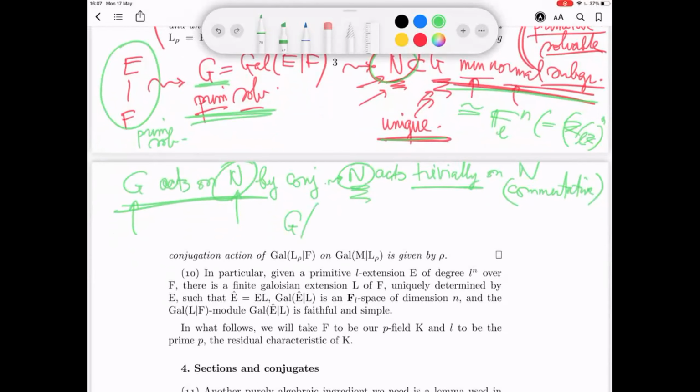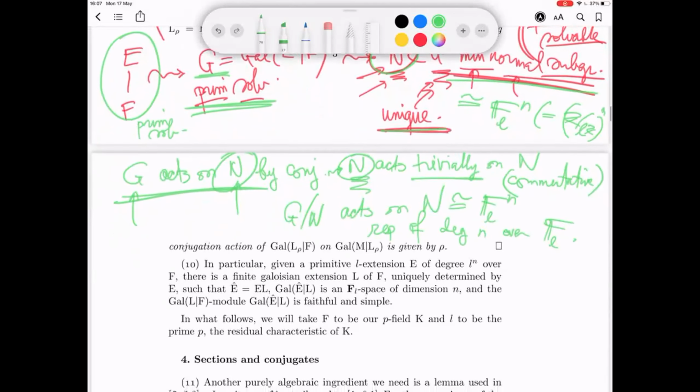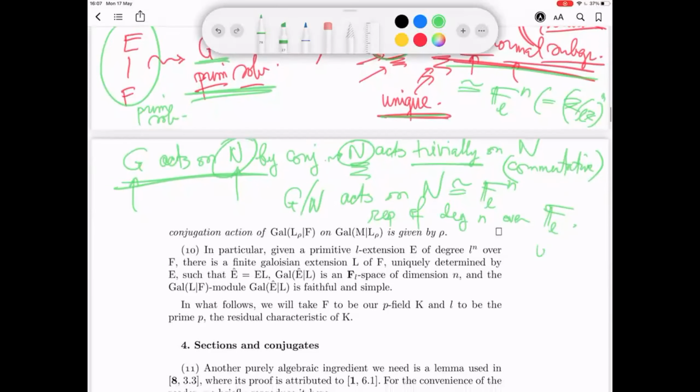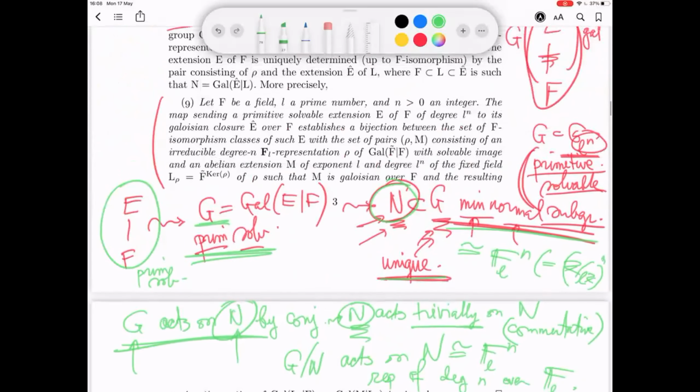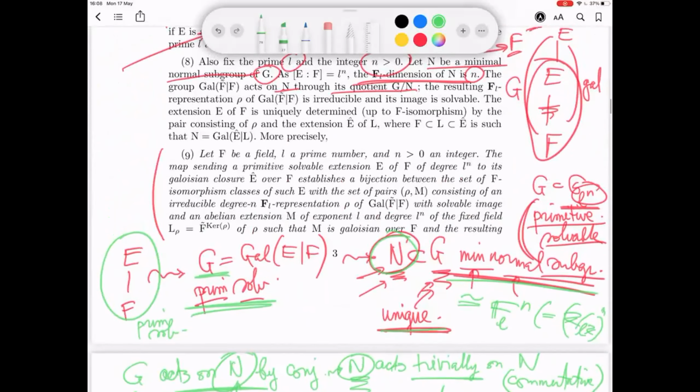So finally, G mod N acts on N. And this, as I said, is FL to the power N. So I get a representation of degree N over FL. And it can be seen that this representation is irreducible. So that is what is being said.